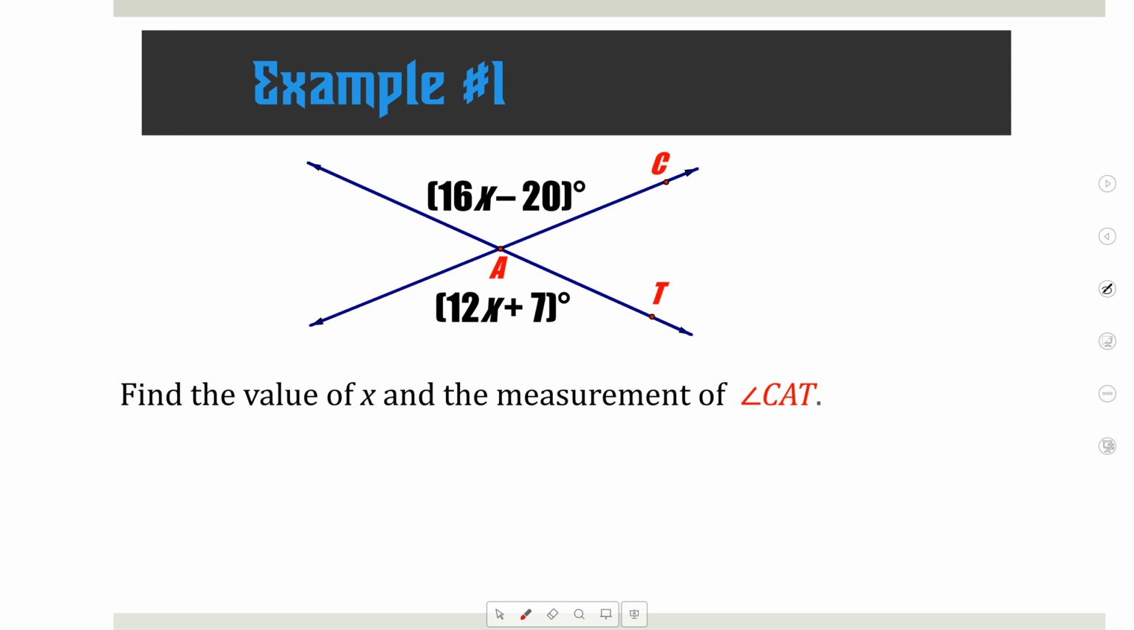2 more. After we do an example, find the measurement of x and then find the measurement of angle CAT. Go. Don't be bashful about busting out those calculators.